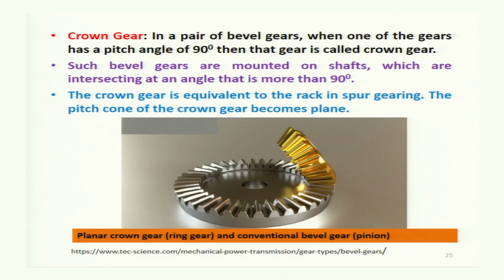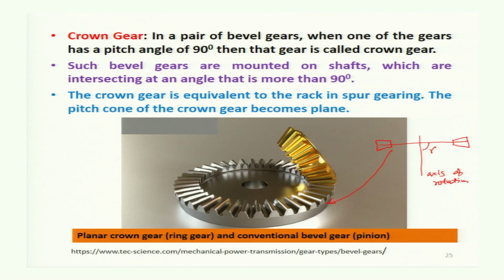Now crown gear. In a pair of bevel gears, when one of the gears has a pitch angle of 90 degrees, then that gear is called crown gear. You see this one. We have seen the crown gear where the pitch angle is 90 degrees. So for the case of 90 degrees, this is the pitch angle gamma, and this is the axis of rotation, and so the gear tooth will be just like this, and this is shown here.